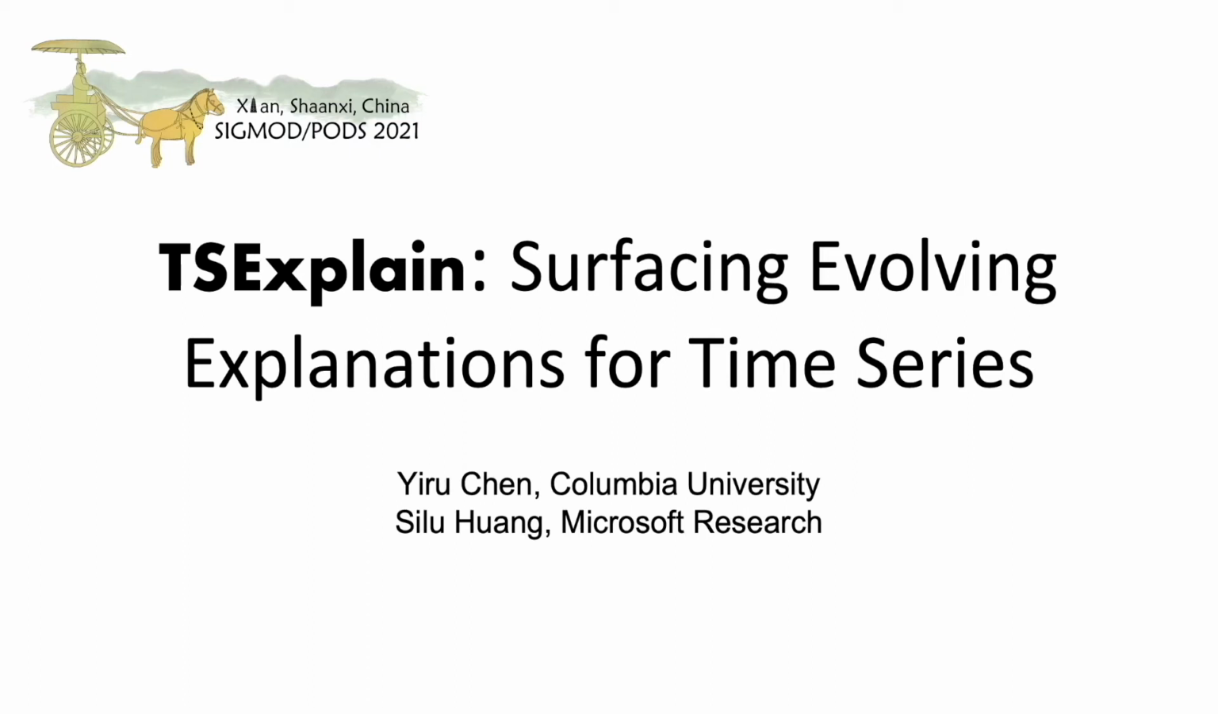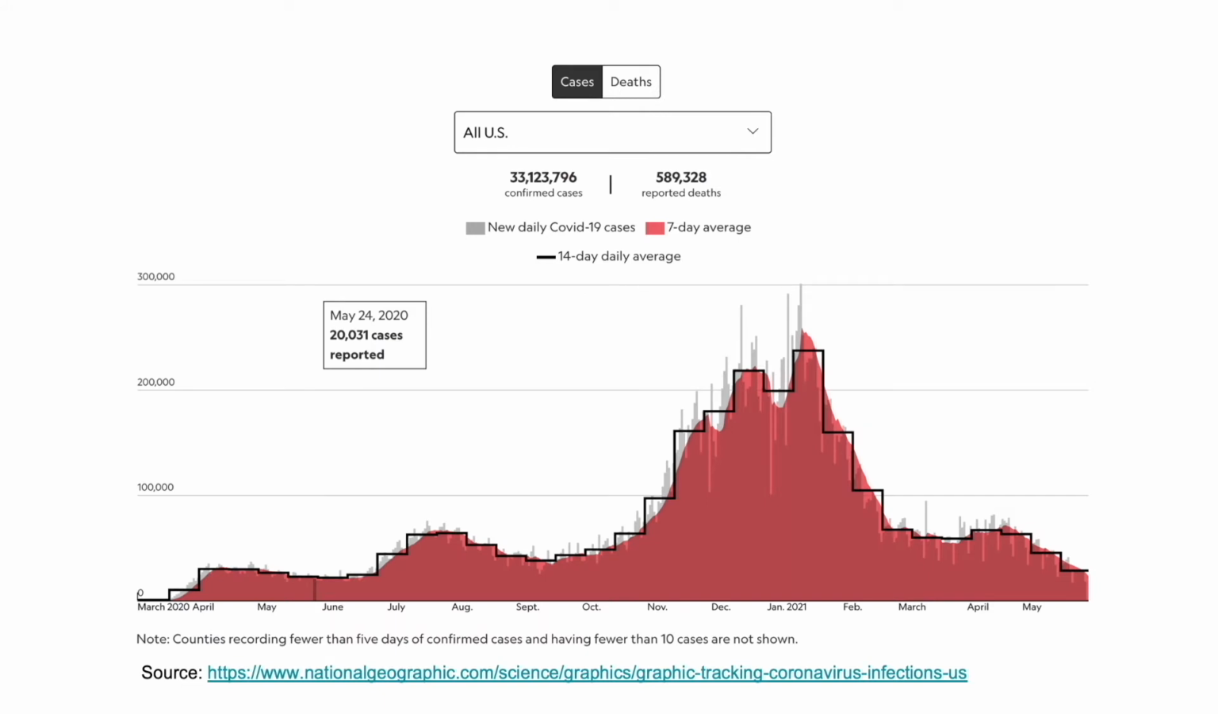This video demonstrates TSExplain, a tool to help users understand the underlying evolving explanations for any aggregated time series. This chart shows the daily confirmed COVID-19 cases in the US along the time. The red part is smoothed by 7-day average. We can see this trend line rises and drops multiple times.